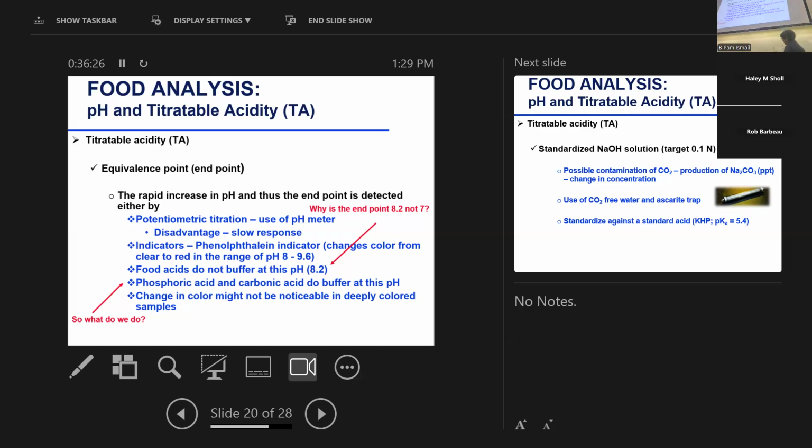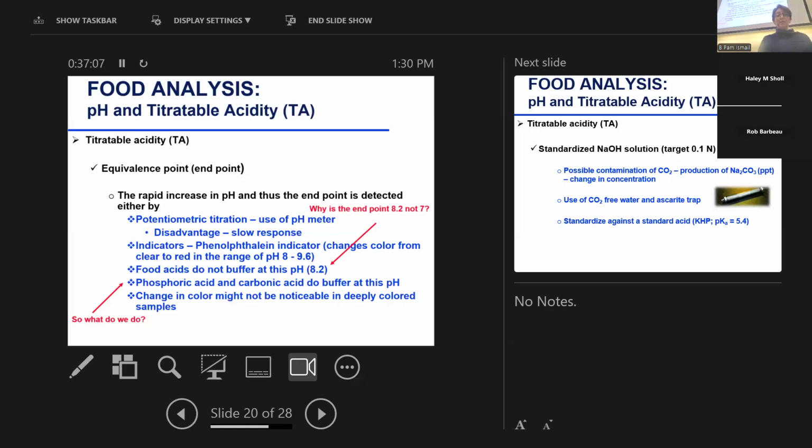Why do you think? The conjugate base in your sample brings up the pH a little bit. So your end point or equivalence point is at pH 8.2. And this happens to be the pH at which your phenolphthalein indicator turns pink. So when you're titrating with phenolphthalein indicator and pH 8.2 is reached, you get a pink color. You know that this is the end of your titration.